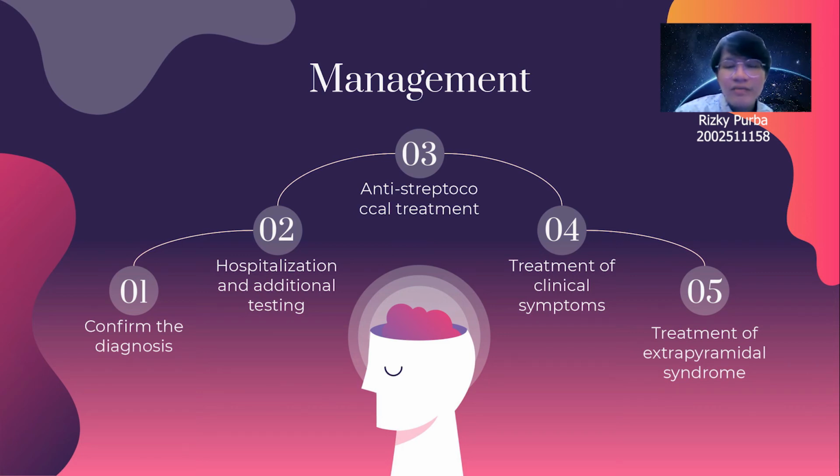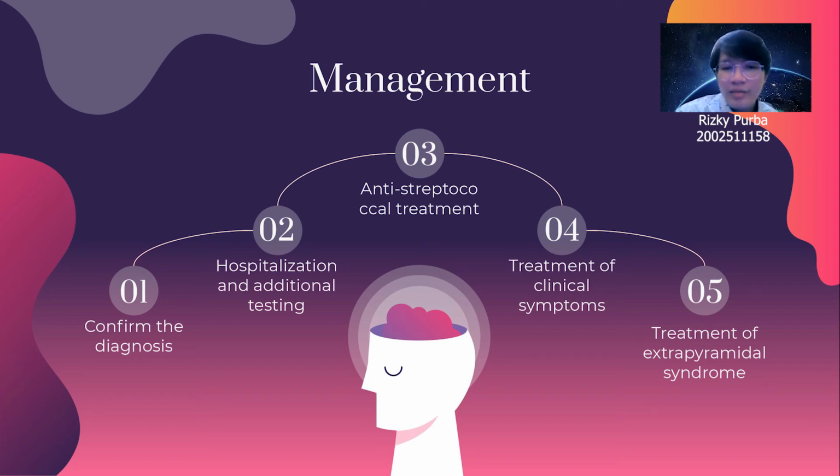I would like to explain about the acute rheumatic fever management. So the first one is to confirm the diagnosis. This requires a high index of suspicion, especially in patients presenting with acute arthritis in areas where acute rheumatic fever is endemic. And the second one is hospitalization and additional testing. All patients with suspected acute rheumatic fever should be hospitalized, mostly for an echocardiography and other required investigation. Additional tests such as joint ultrasound, joint aspiration, tests for other causes of arthritis, and tests for other causes of chorea are regulated by the clinical presentation and course.